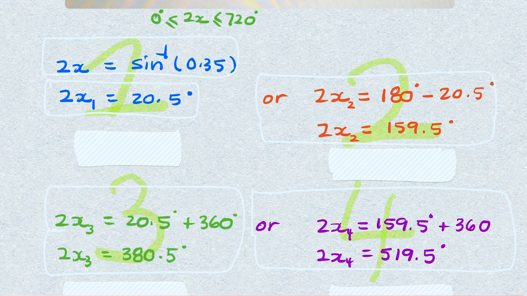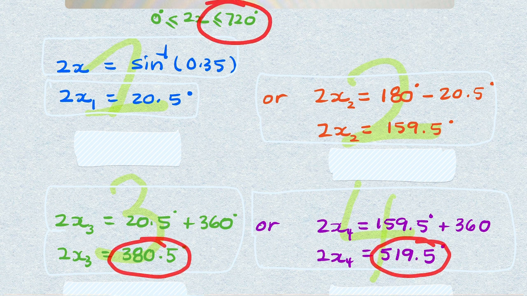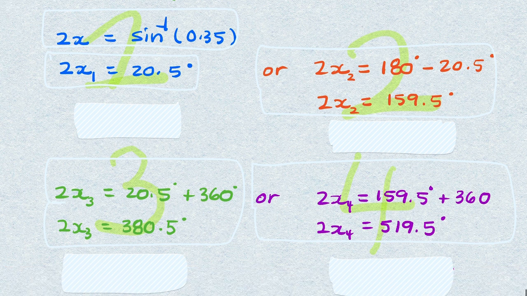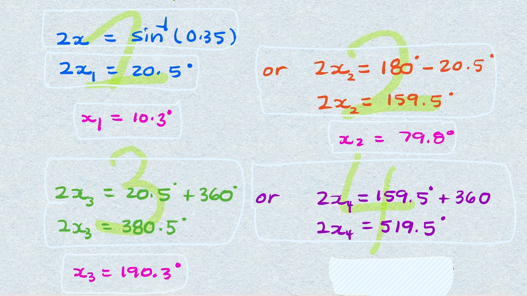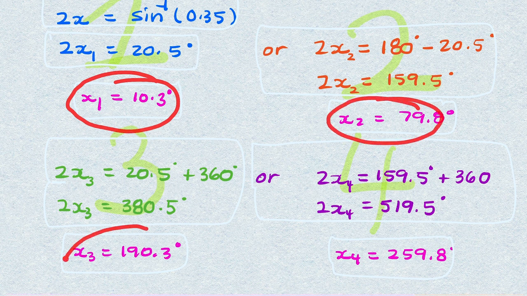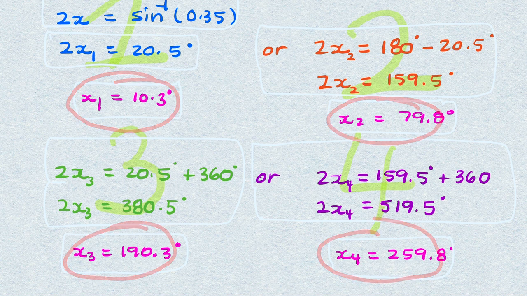Now, you can't go any further. If you add 360 to this or to that, you'll go over the 720. So we stop at 4. Now you know there are 4 solutions. We need to find x1, x2, x3, and x4. And we do that by simply dividing by 2. So you divide each of these by 2, and that'll give you x1, x2, x3, and x4.